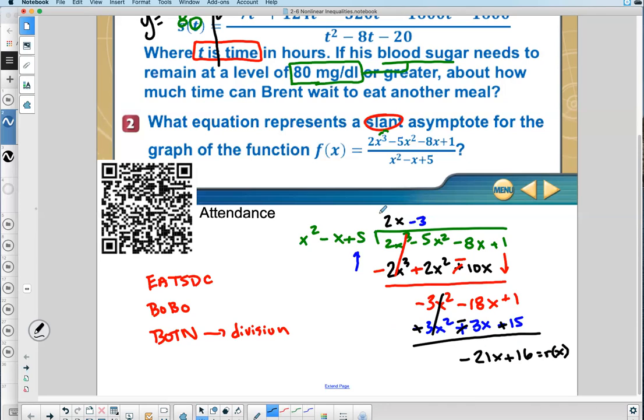But the asymptote comes from the quotient. This quotient right here, this q of x, that's where we get the answer. So on Alex, I believe I have you type it in as y equals. So the answer would be 2x minus 3.